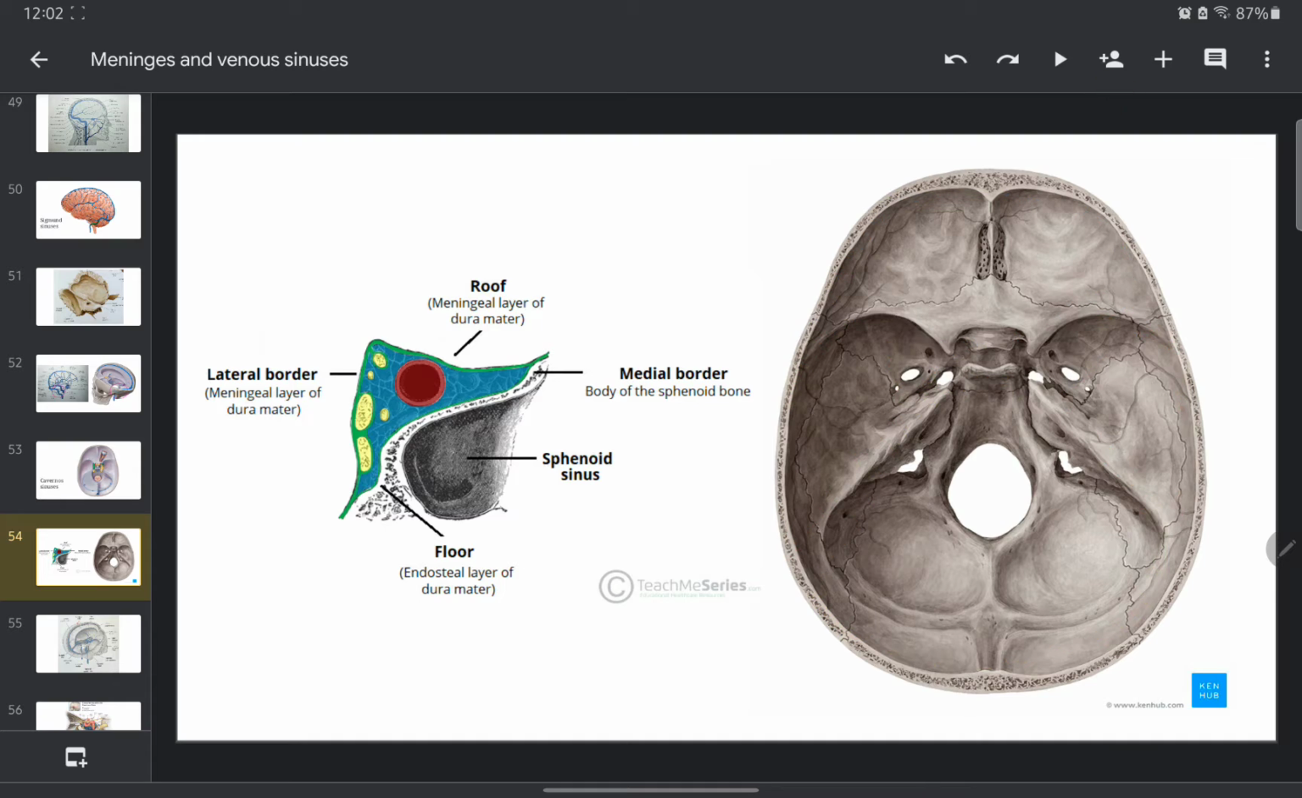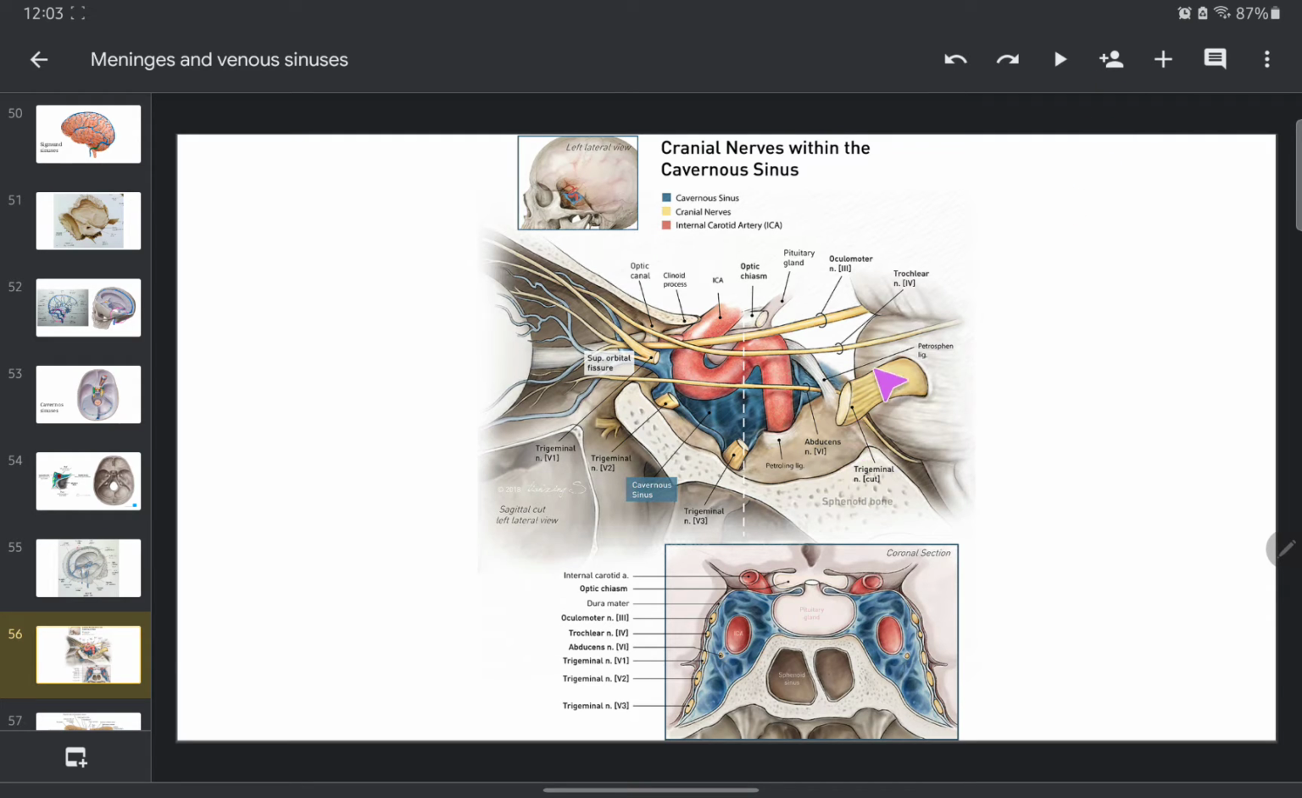Okay, so this cavernous sinus is located on each side of the body of the sphenoid bone. Here are the margins of the sphenoid bone. You can see this is the sphenoid bone very clearly, and here is the body of the sphenoid bone. So it is located at the sides, right and left, of the sphenoid body. And now it extends anteriorly from the superior orbital fissure back to the apex of the petrous part of the temporal bone.